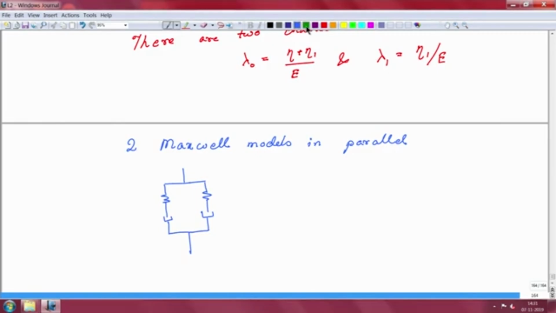And now that all of these are going to be Maxwell, both of these, I am going to label this E1 and E2 for easy demarcation, and eta 1 and eta 2. Okay. Before we proceed further on this, can we use our simple understanding of such systems to conclude whether this is a viscoelastic fluid or a viscoelastic solid?